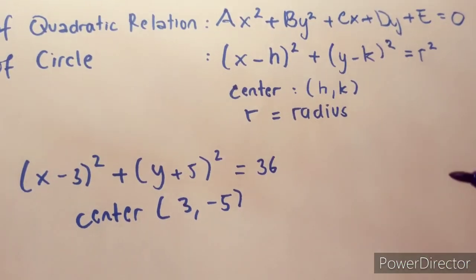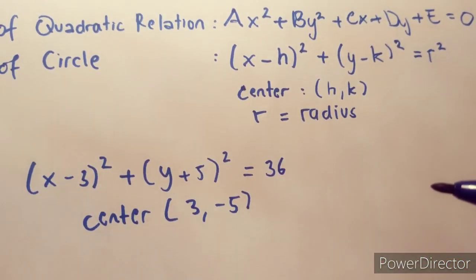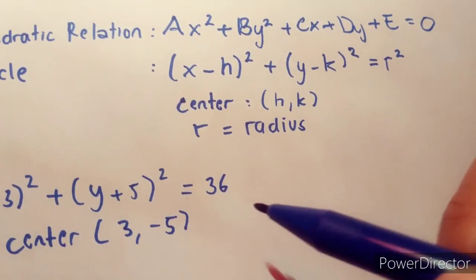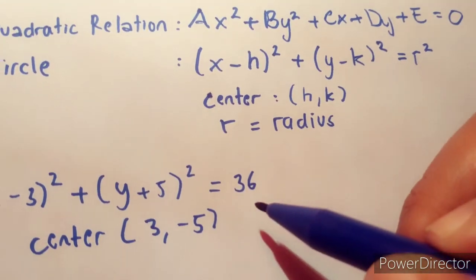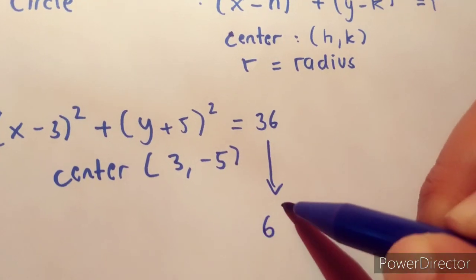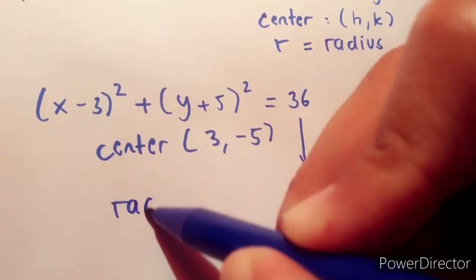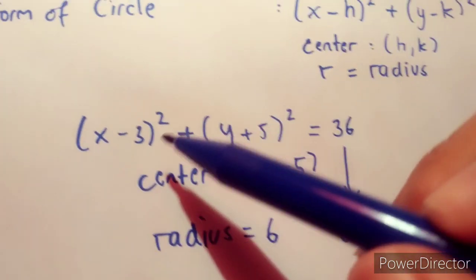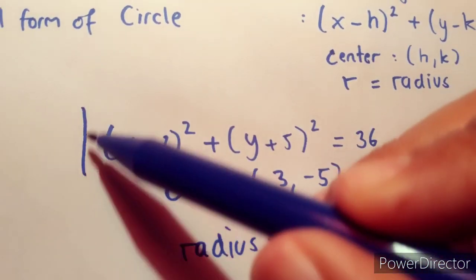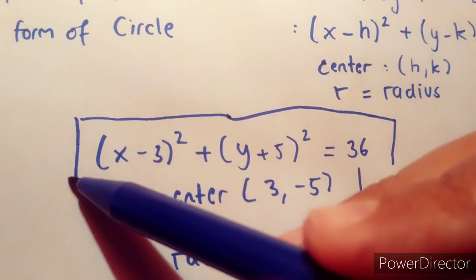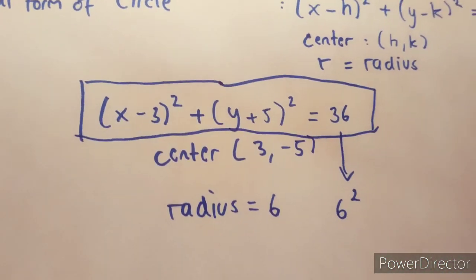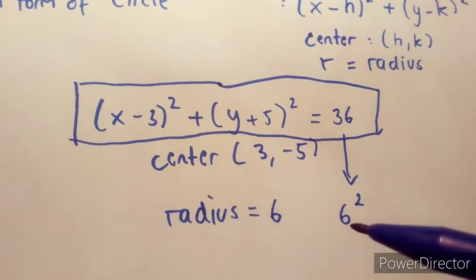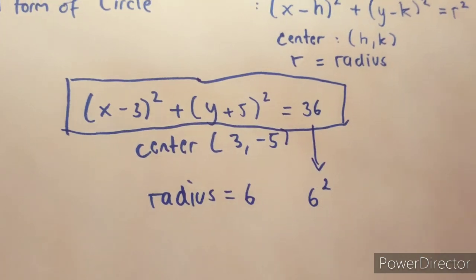It will be negative 5. So the center is (3, negative 5). How about the radius? The radius will be the r squared. It's not 36. Since 36 is 6 squared, it means the radius of your circle is 6. So this equation is a circle with center (3, negative 5) and radius 6. For graphing, later I will show it to you.